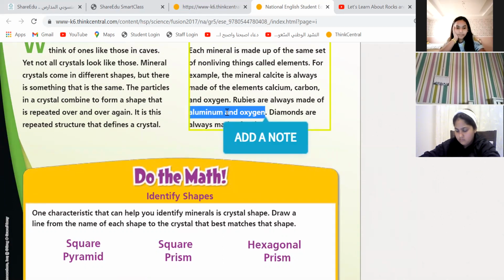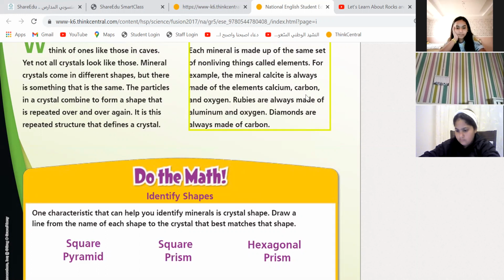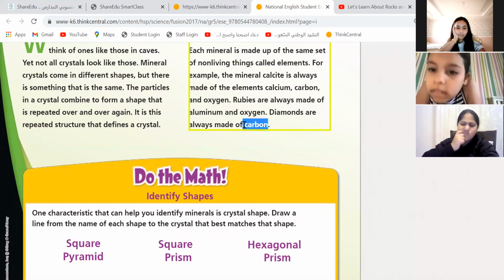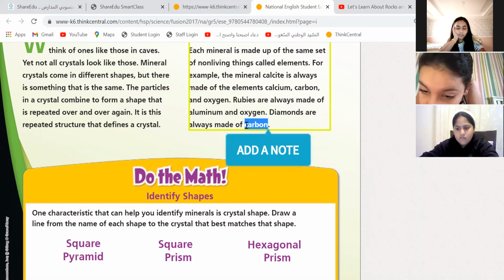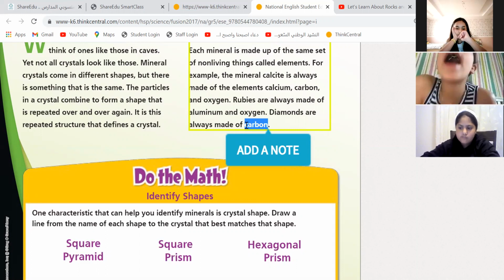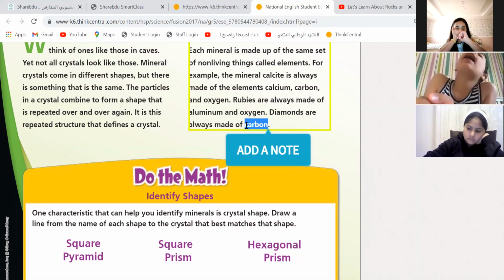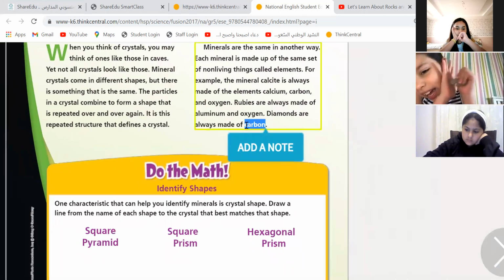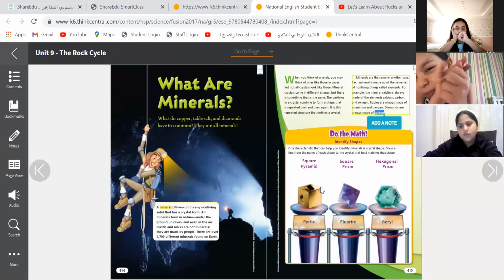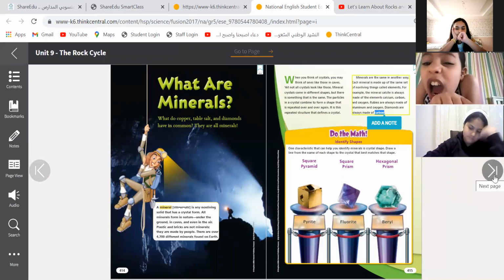We call them elements. Diamond, Jenna told us at the beginning of the class, diamonds are made of coal, and coal is made of carbon. See? So the most important element in diamond is carbon. So whenever you see a diamond, you can say that you know what it is made of. It is made of carbon, okay? It needs high pressure and high temperature to be formed.